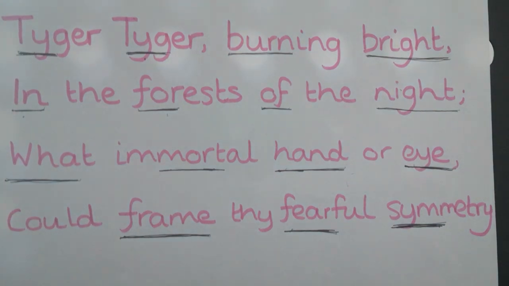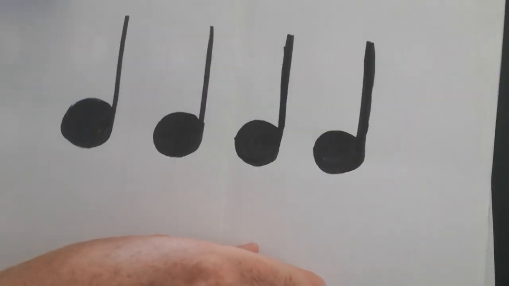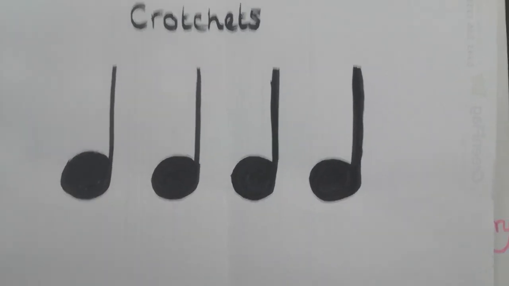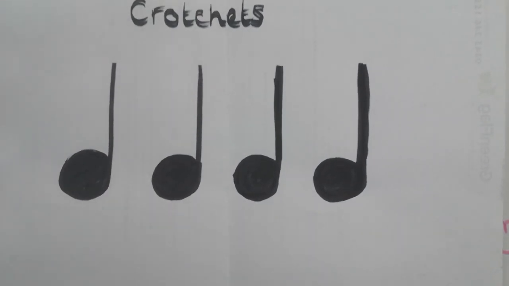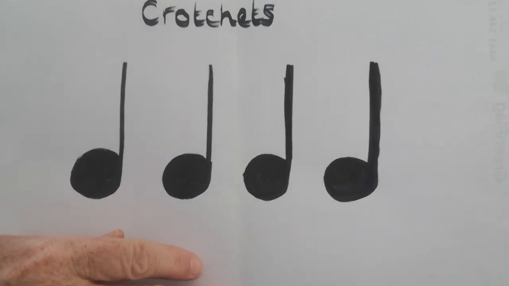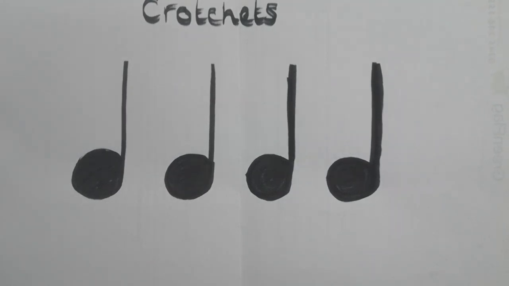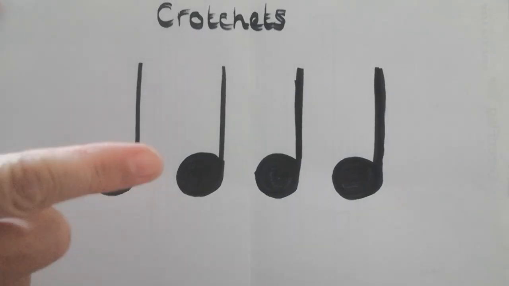Now we're going to see what the rhythm looks like in musical notes. We'll start by recapping some of the rhythms we already know. So hopefully you can remember our crotchets. So these are our one beat notes. To help us remember those, we said the word walk. Walk, walk, walk, walk. Let's try clapping together.